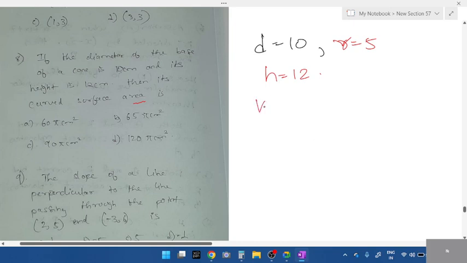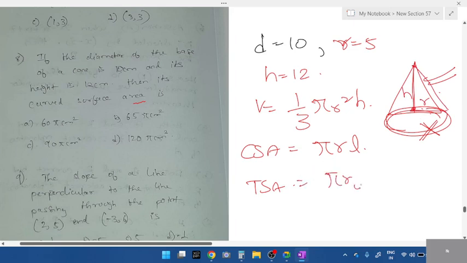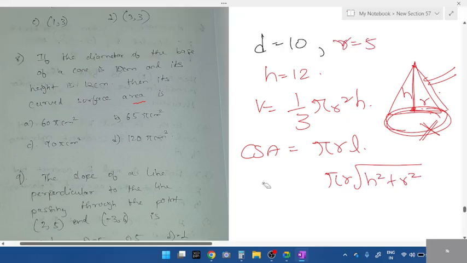Okay, now when it comes to volume, volume is 1 by 3 pi r square h. You should memorize all the formulas. Curved surface area is given and you'll have total surface area. So when it comes to curved surface area, don't include this circle. Don't include the circle, only this part, curved surface area. The formula is pi r L. And what is the L value, students? L is the slanting height, in terms of r and h. So how can you write this formula? Pi into r into square root of h square plus r square. That is the curved surface area formula.